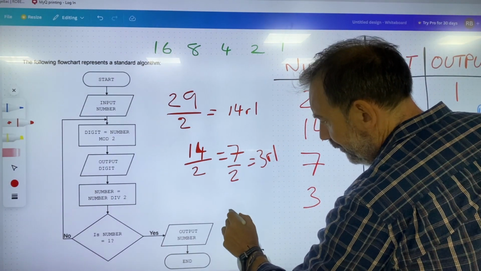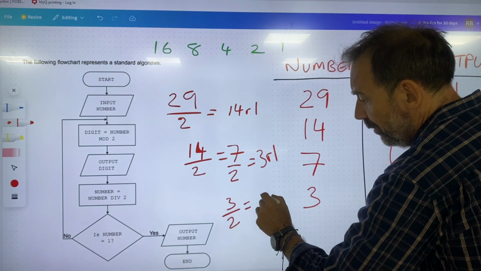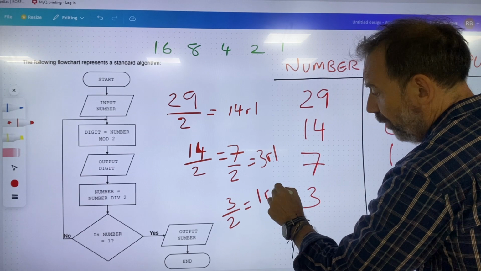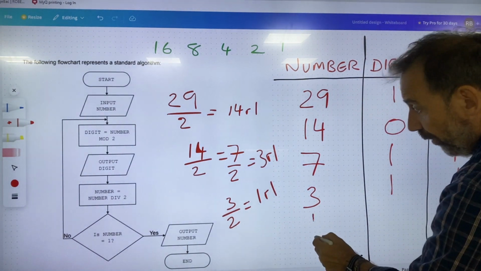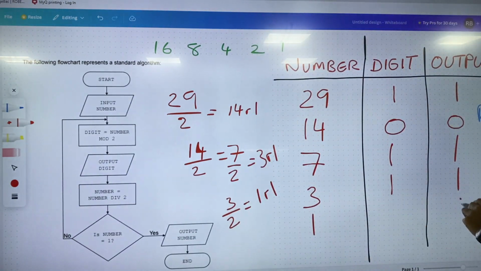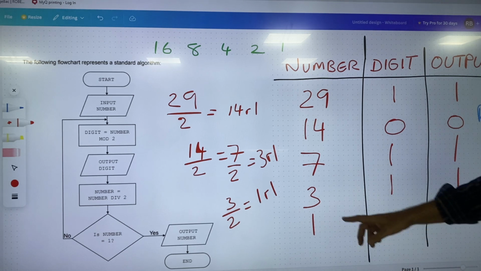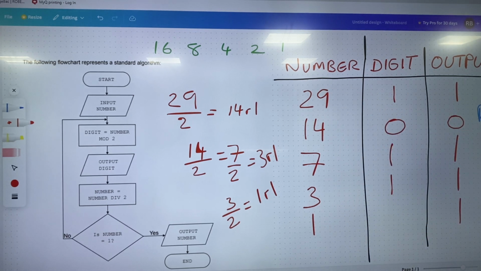So 3 divided by 2 equals 1, remainder 1. So put my 1s in, pop my 1 in there. Does the number equal 1? Yes, it does. Output 1. So I've got a series of odd and even numbers in there. I've got 1, 1, 1, 0, 1.